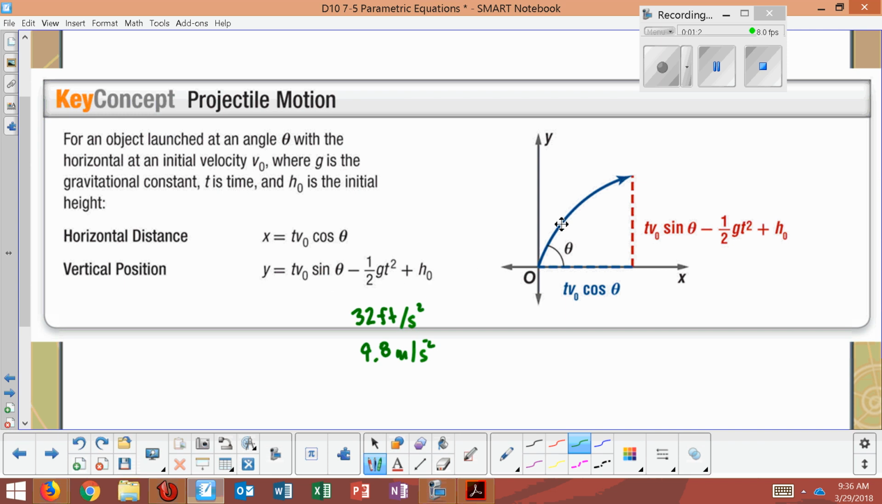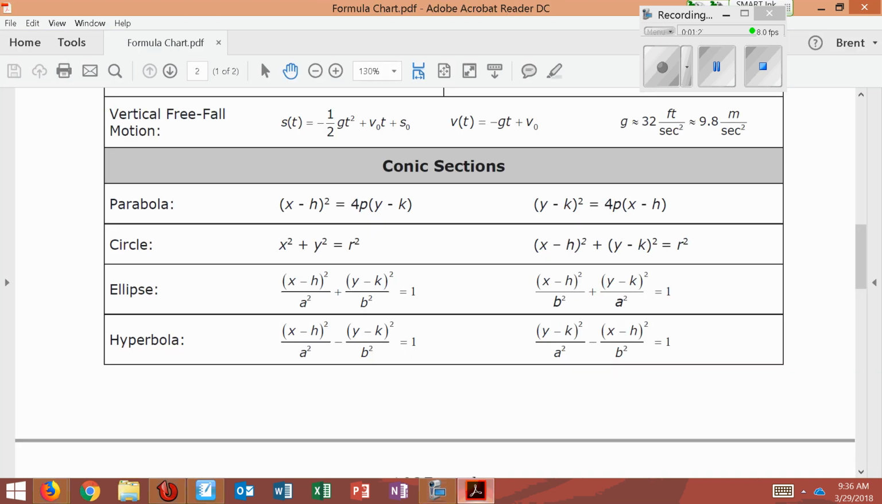These are anything that might come into play in the y, so it might be shot not from the ground, but a little bit up. These formulas are also on this form. They're right above conic section.